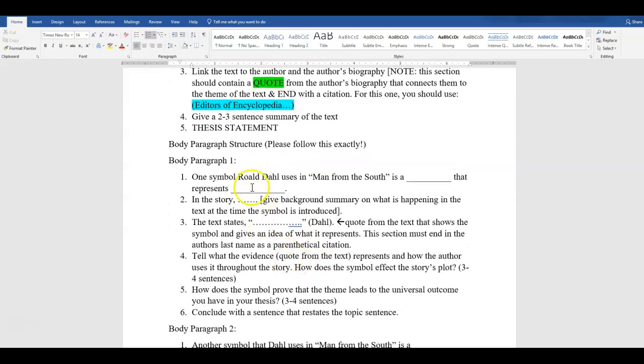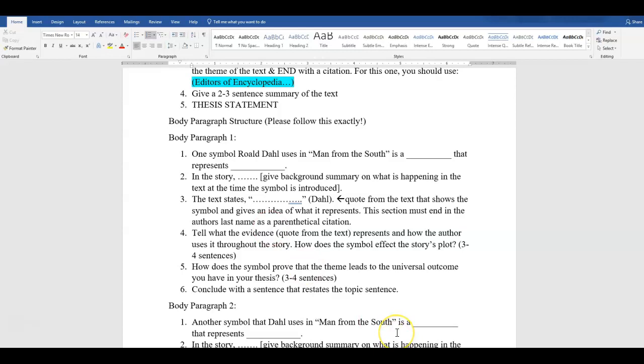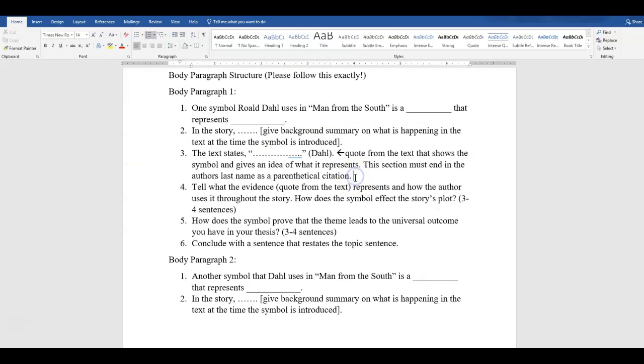Each of your body paragraphs will look exactly the same. It will just be on different context. Your topic sentence: one symbol Roald Dahl uses in The Man from the South is a blank that represents blank. Number 2 will be the background summary. Number 3 will be the quotation. Number 4 will tell what the evidence represents and how the author uses it throughout the story. So you will say, this example shows how blank represents blank because, okay?